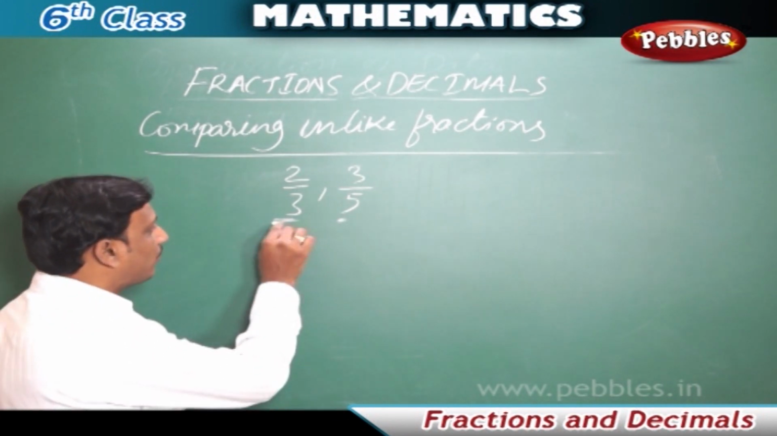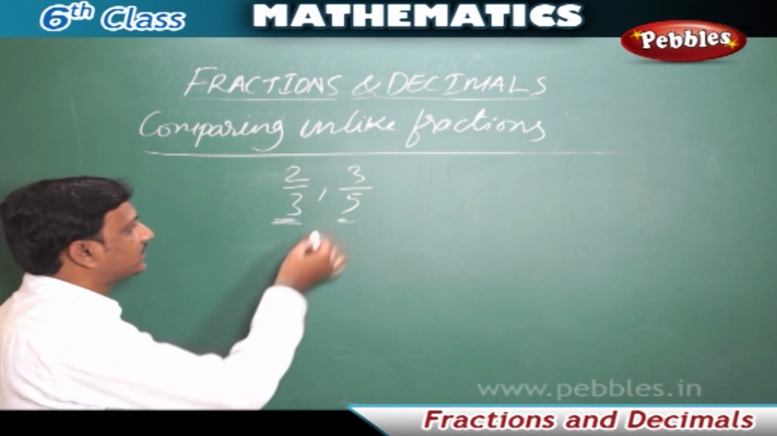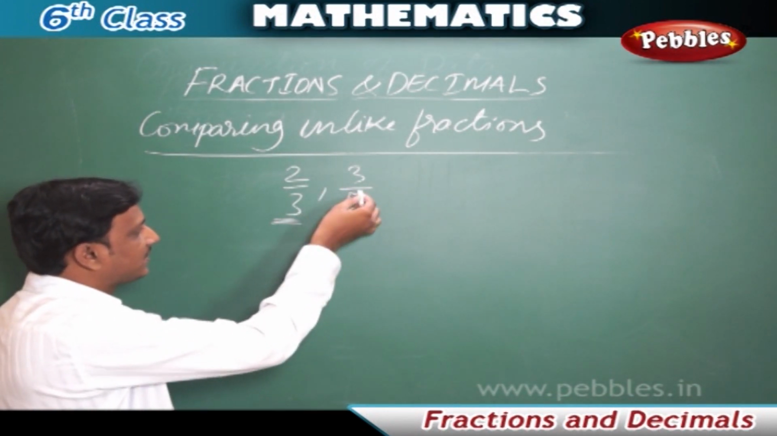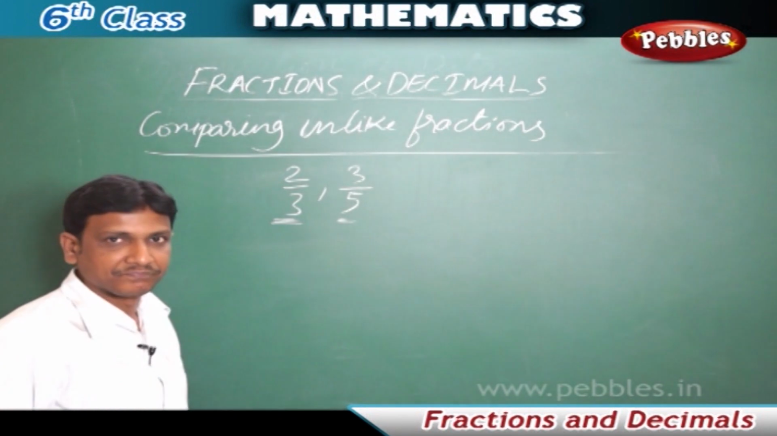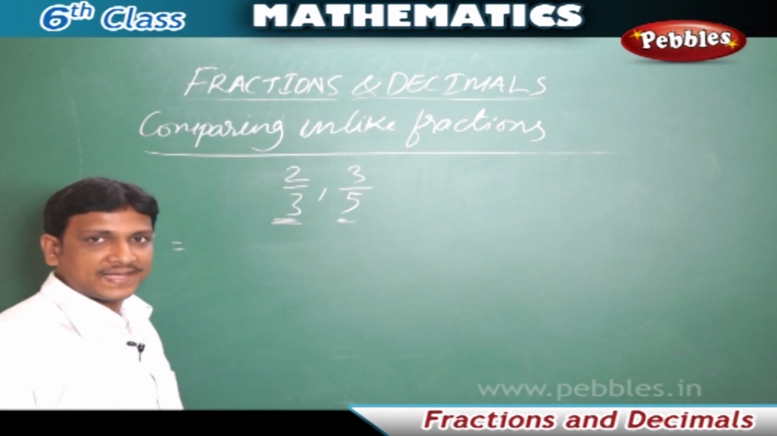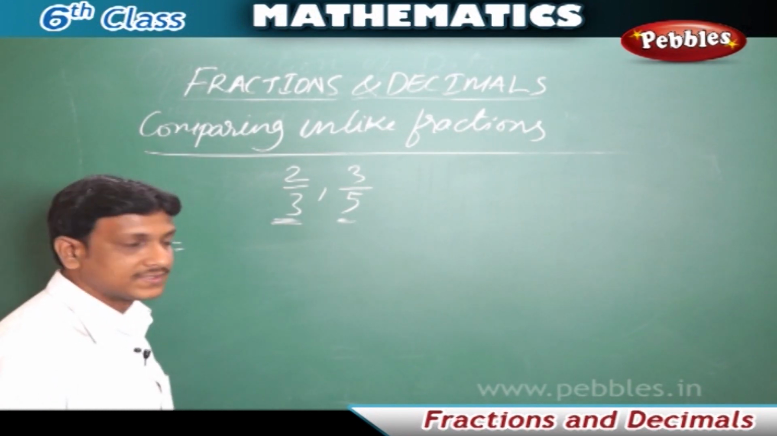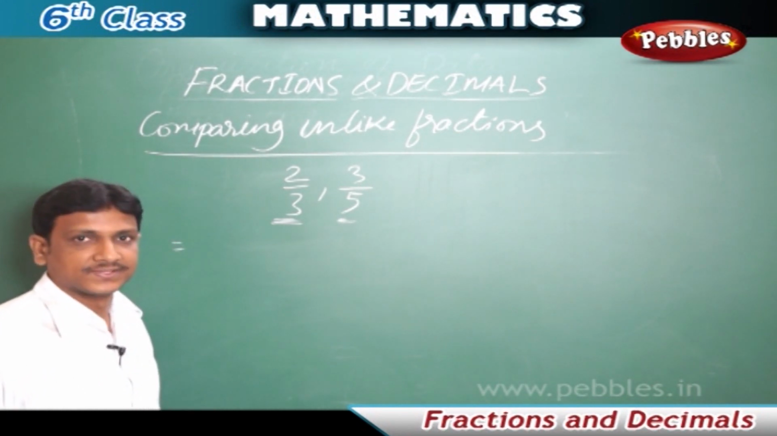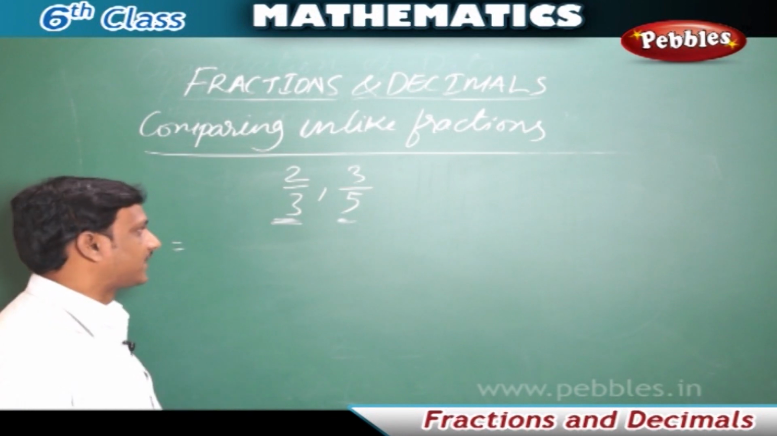So it is easy to find out which is bigger and smaller just by looking at it. Now here both are unlike, so we cannot just tell which is bigger or smaller just by looking at them. So what do we do now? Here, to compare these unlike fractions, first convert these unlike fractions into equivalent like fractions.